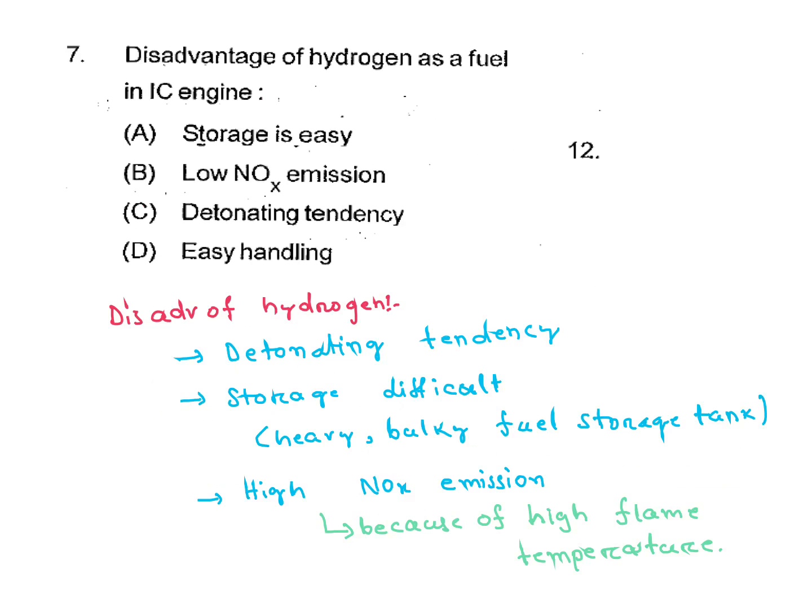Question is disadvantages of hydrogen as fuel in IC engine. This is also very important. A. Storage is easy. B. Low NOx emission. C. Detonating tendency. D. Easy handling. Disadvantages of hydrogen are detonating tendency, storage is difficult, heavy and bulky fuel storage tank. So storage is easy is not possible. And there is high NOx emission. That's why we are not using hydrogen, because storage is difficult and NOx emission is high. So B is also not possible. Easy handling is also not possible. Only C is our disadvantage: detonating tendency and high NOx emission because of high flame temperature.